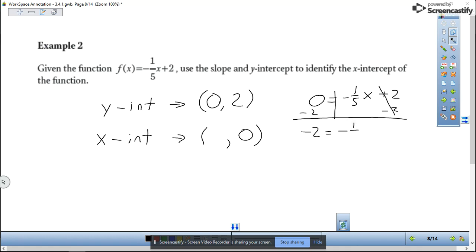Negative 2 equals negative 1/5 x. To get rid of that negative 1/5, I would need to multiply by the reciprocal on both sides, which would be negative 5/1. You keep the negative with it, but you flip. Negative 1/5 times negative 5/1, those cancel out, leaving me with just x. And then negative 5 times negative 2 is positive 10. So this would be (10, 0). It doesn't ask us to graph on this one, so we're not going to. But just remember what the x-intercept means and where you need to plug in your 0, and that should help you find it.